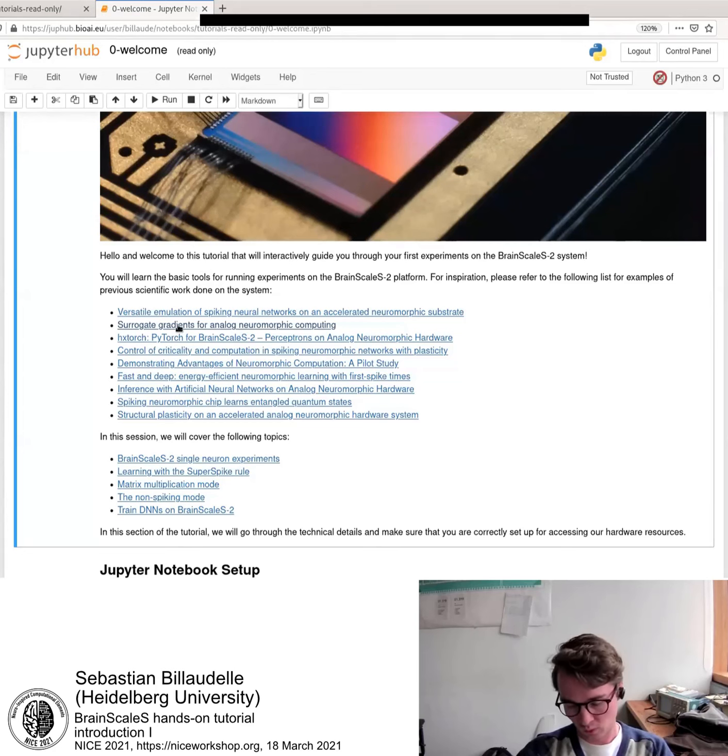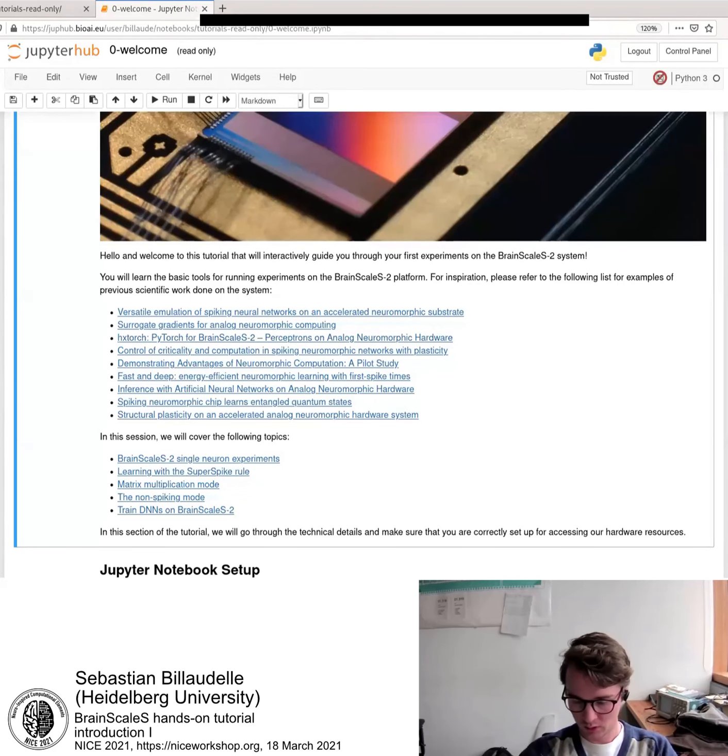And one very similar learning rule will be part of this tutorial today. It's called SuperSpike and is kind of related to the second publication here. And the third publication is on HX-Torch, PyTorch for BrainScaleS 2. And that is because today's tutorial, the second part of that, will be on how to perform matrix multiplications with analog neuromorphic hardware. There's a very nice publication on that in that list. So feel free to click through that.